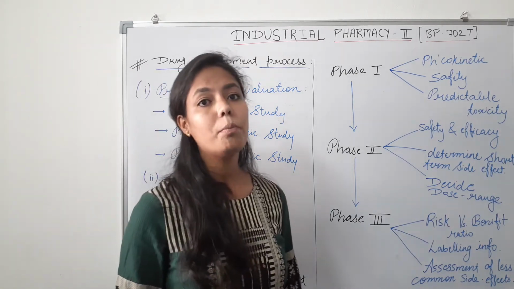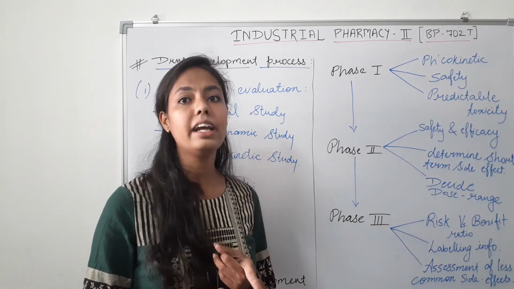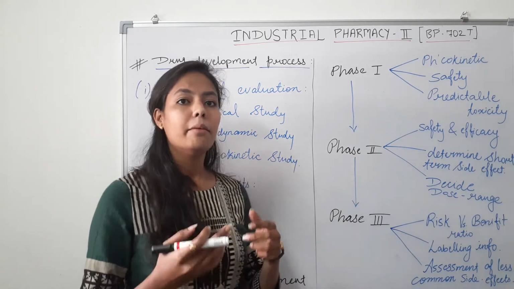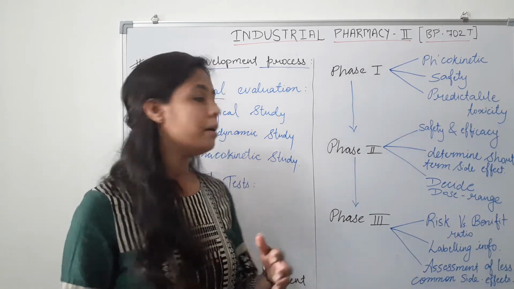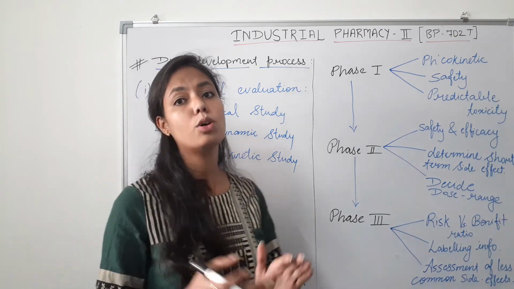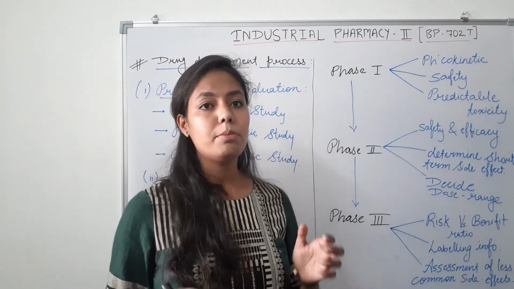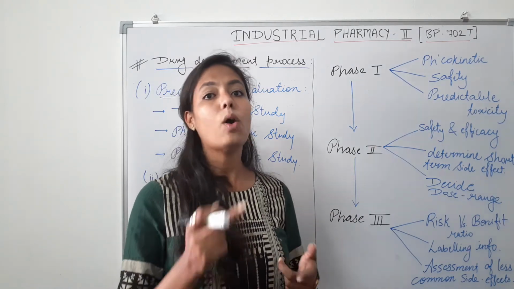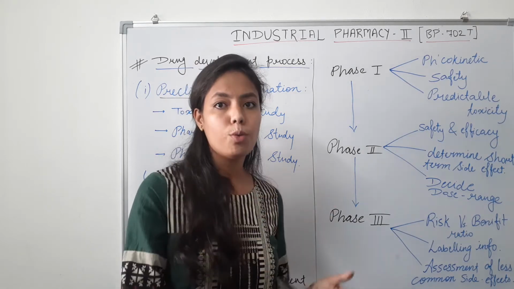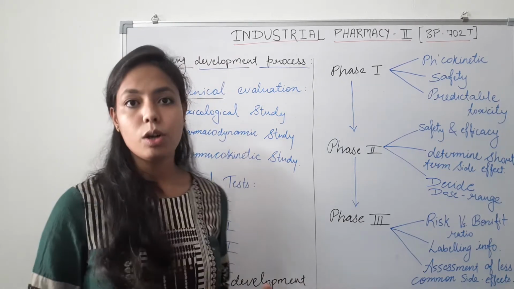The major objective of this phase includes the determination of pharmacokinetic differences between animals and humans, because we perform the preclinical evaluation in animals. So here we calculate the pharmacokinetic difference between animals and humans, and also determine the safe and tolerable dose for humans, and document any predictable toxicity.